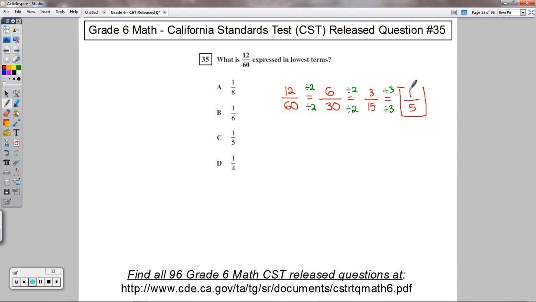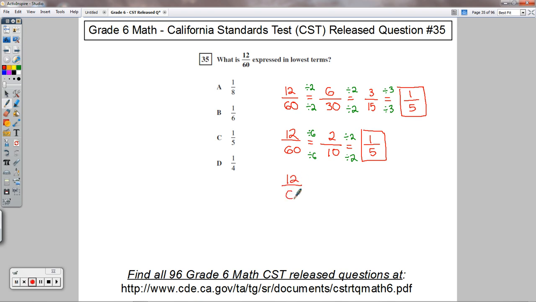Now that was a long way to do it. Does it work? Yes, definitely works. However, we could have started by dividing by something larger. We could have started dividing by, oh, I know 6 goes into 60, and I know 6 goes into 12, so I can do divided by 6, divided by 6. And then that would leave me with 2 over 10. I could divide by 2. I can still reduce that down farther, and I would get 1 over 5. Well, would you look at that? It's the same answer. Yep, it's just a different way to do the same problem.